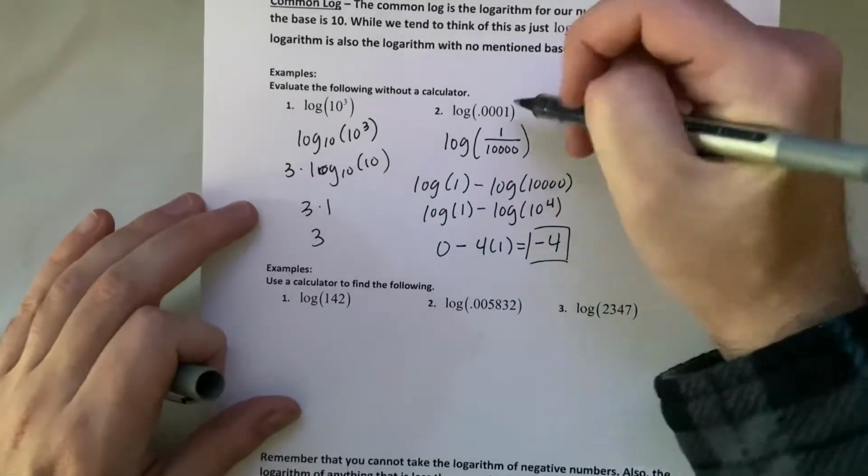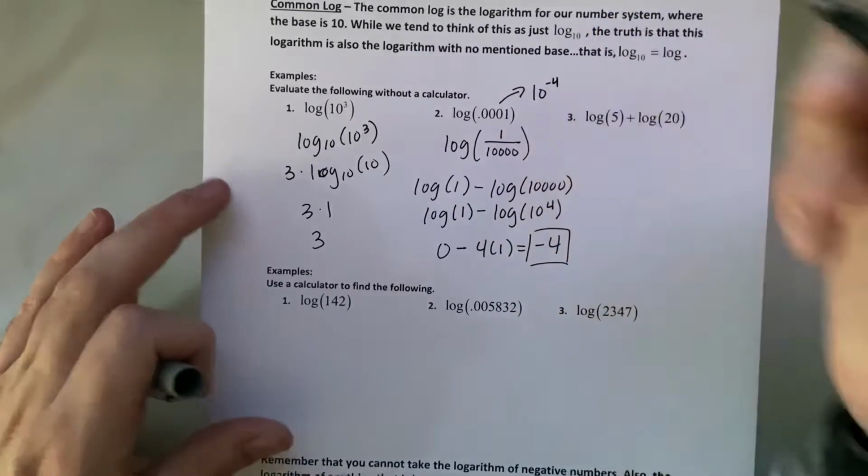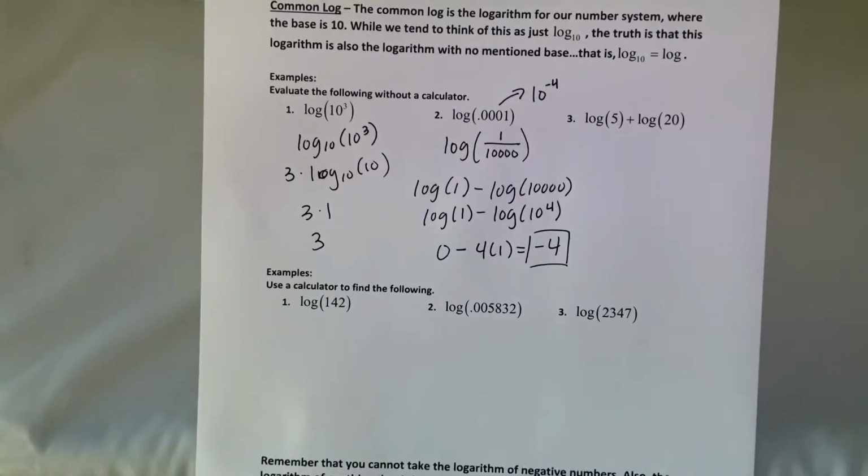Alternatively, you could have called this thing 10 to the negative 4th power, because that's represented by the number of times behind the decimal place that you see there. So it works the same.